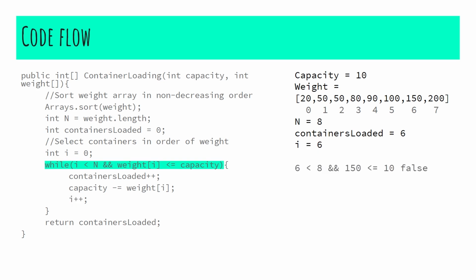Once we move to this condition now, we see that 150 is not less than 10. Hence, the statement will turn false, and we move to the return statement, and we return the value of the containers loaded, which means we have loaded only 6 containers.